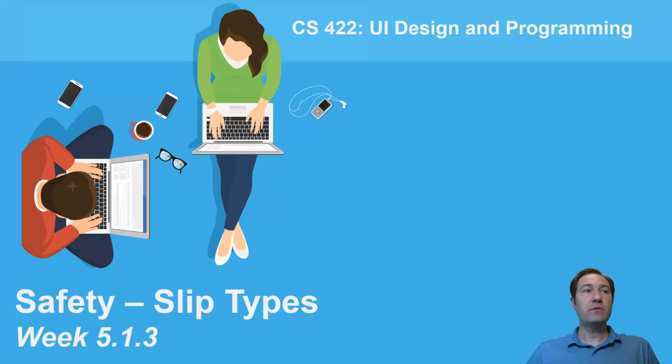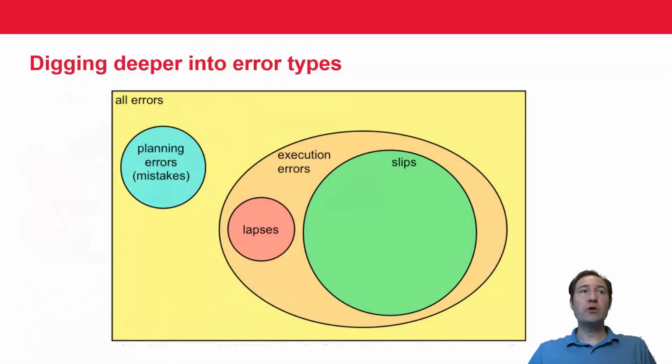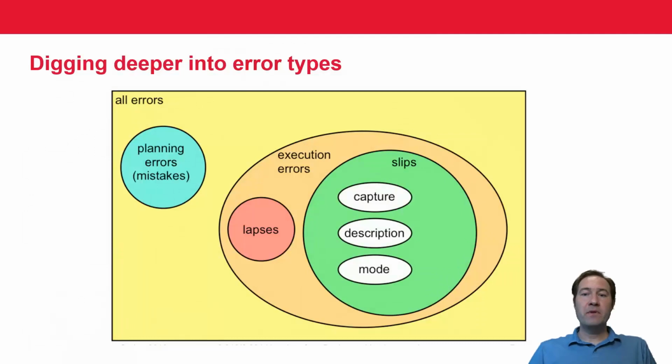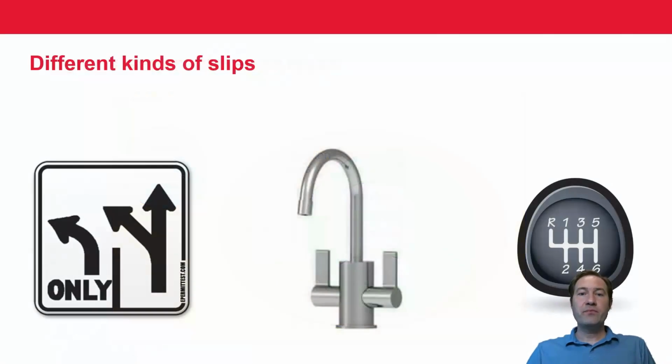For this video, we're going to be continuing our talk about safety and dive a little deeper into different slip type of errors. So if you recall, we broke up our errors into three different kinds: slips, lapses, and mistakes. Slips and lapses being more the execution errors, mistakes being more planning errors. Within slips, we can break that down into three further categories: capture, description, and mode. And we're going to walk through those in this video and talk about these different kinds of slips.